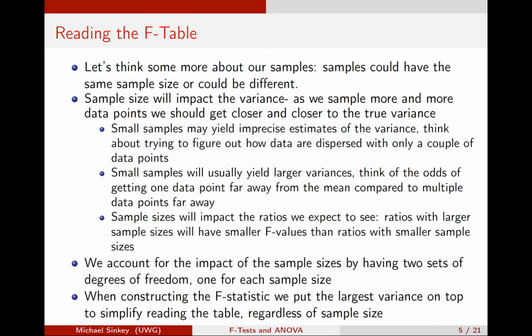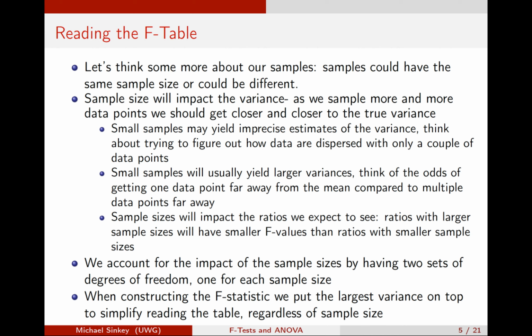Okay, so I want to think just a little bit more about samples. They could have the same sample size or be different. That's going to influence the variance. So small samples may yield imprecise estimates of the variance because you only have a few observations. So they're going to yield larger variances. Think of getting one data point far away from the mean compared to multiple data points far away. It will impact the ratios you expect to see.